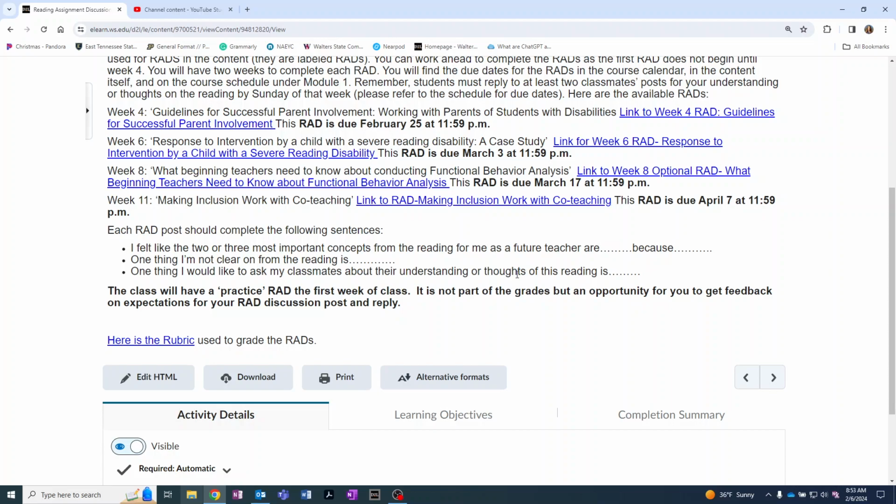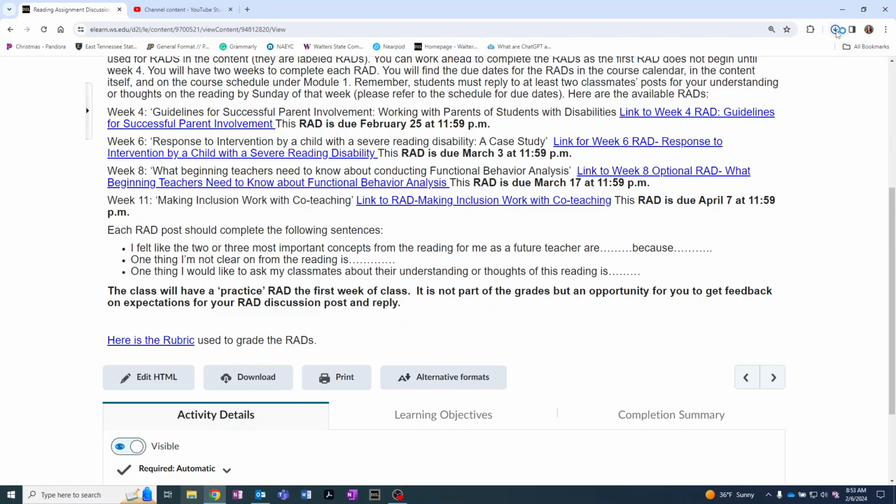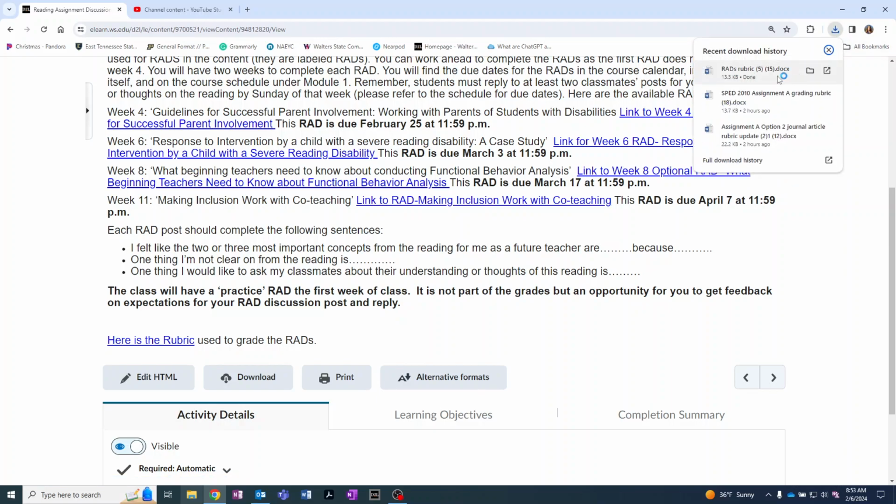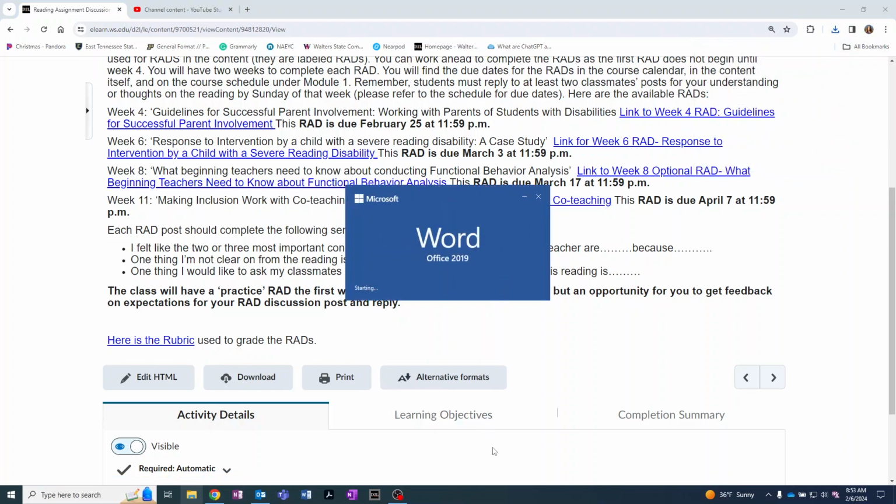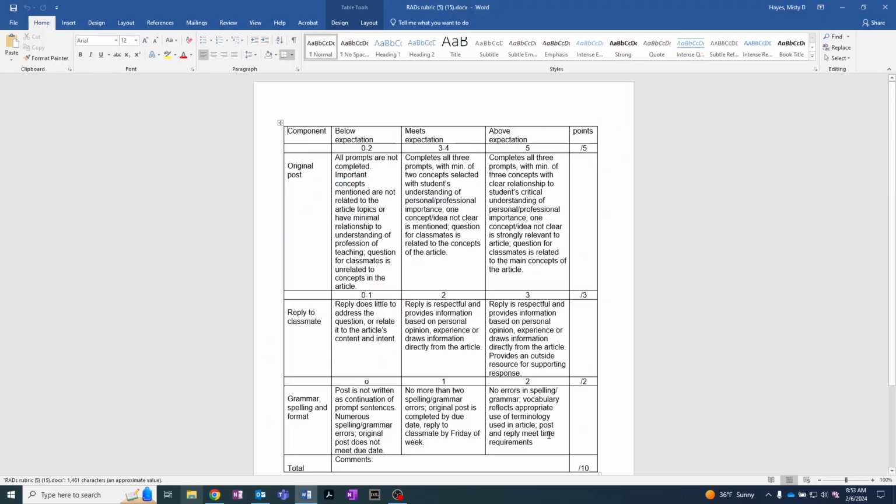Now, some of us had decided to participate in the practice RAD. It was not required. I had given feedback to students and replied, but here I'm really just going to let you see how you're going to be graded. So I included the rubric here, and I want you to see what the criteria would be for this assignment. It will be the same for all RADs that you complete, and there are four in total.